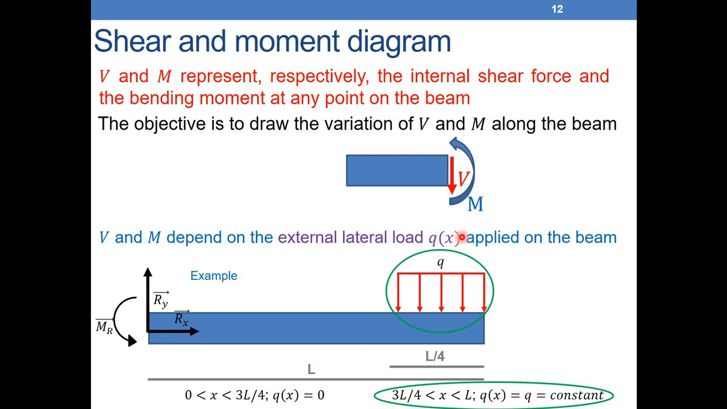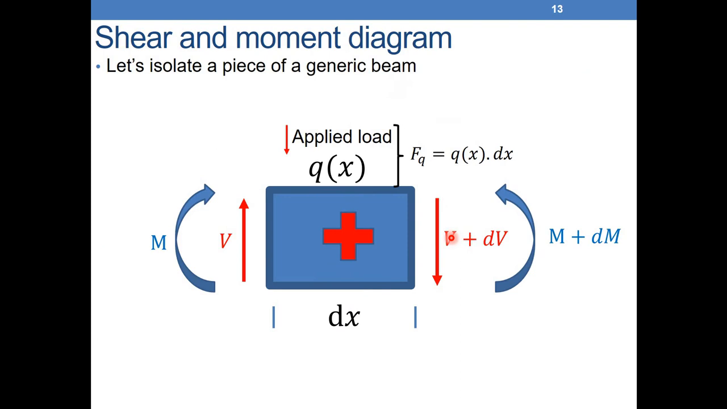So Q of X is a general parameter that can be defined for any beam. We just need to see in a given interval if we have an external distributed load or not. If we have an external concentrated force, we don't take it into account here. We'll see later how we deal with the concentrated force, not the distributed loads like this. So that's the definition of Q of X. It's a general case for any beam.